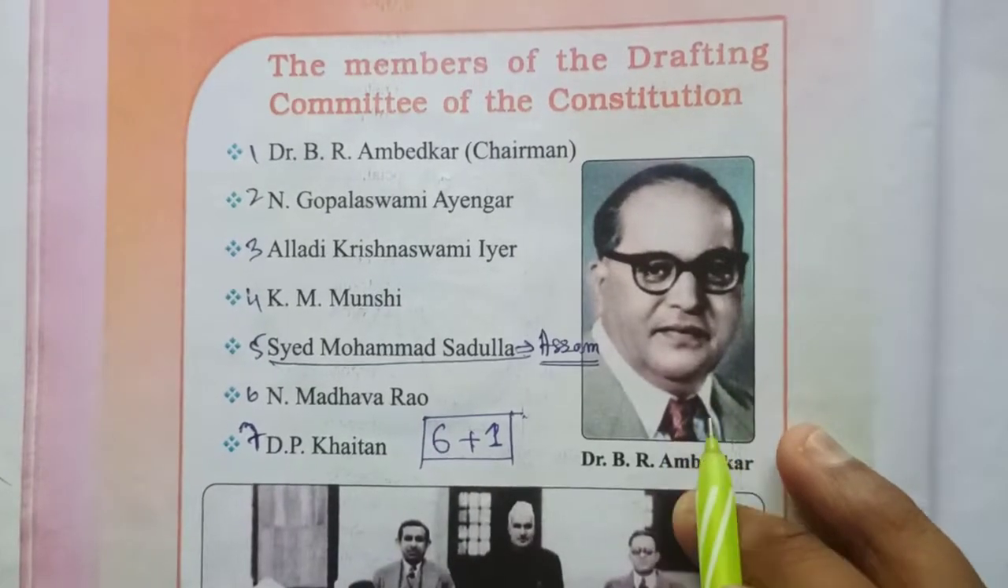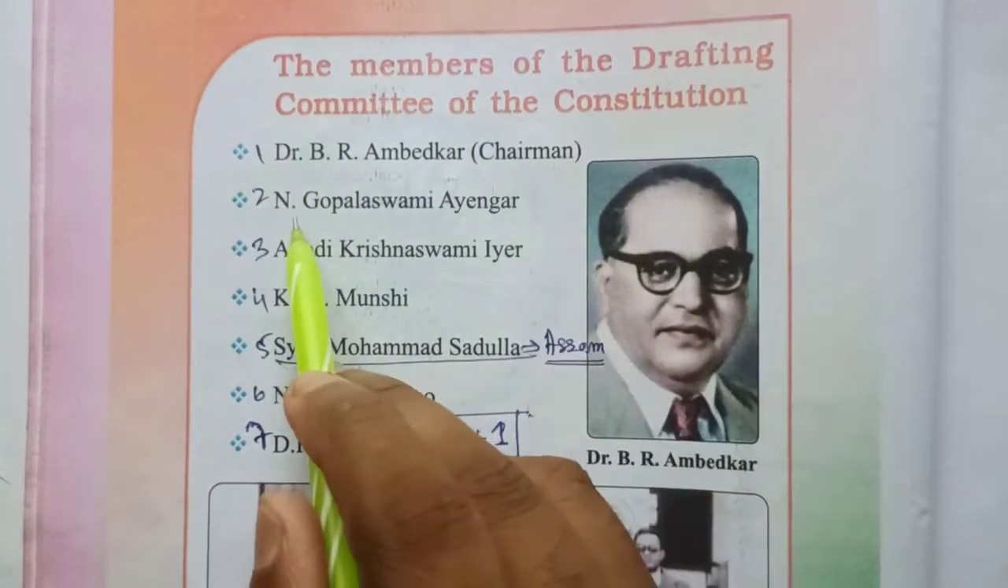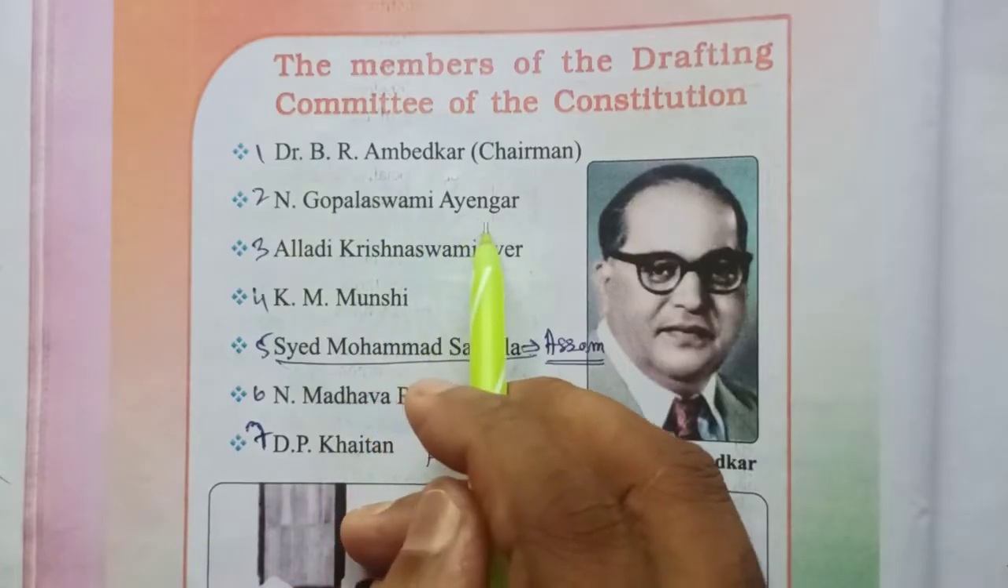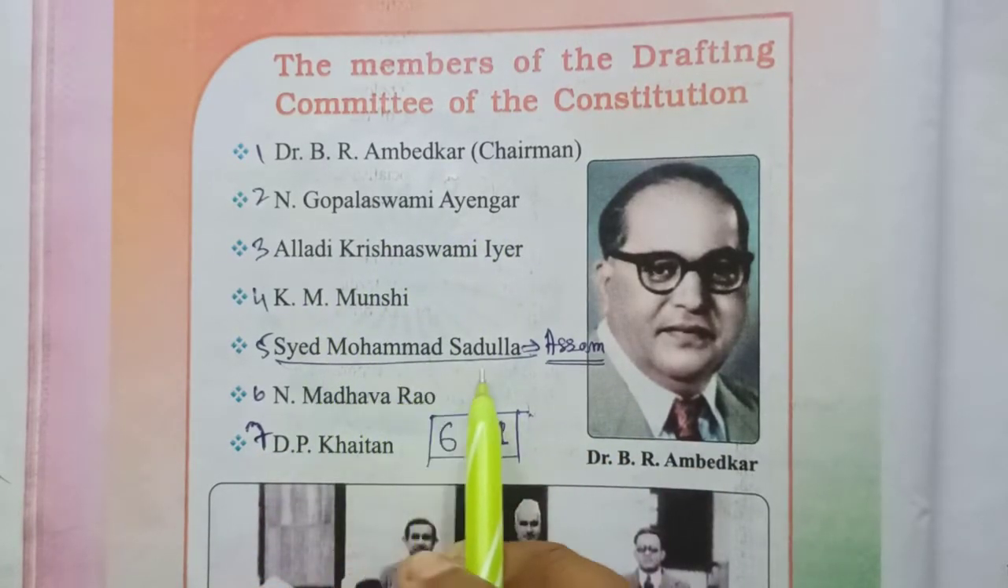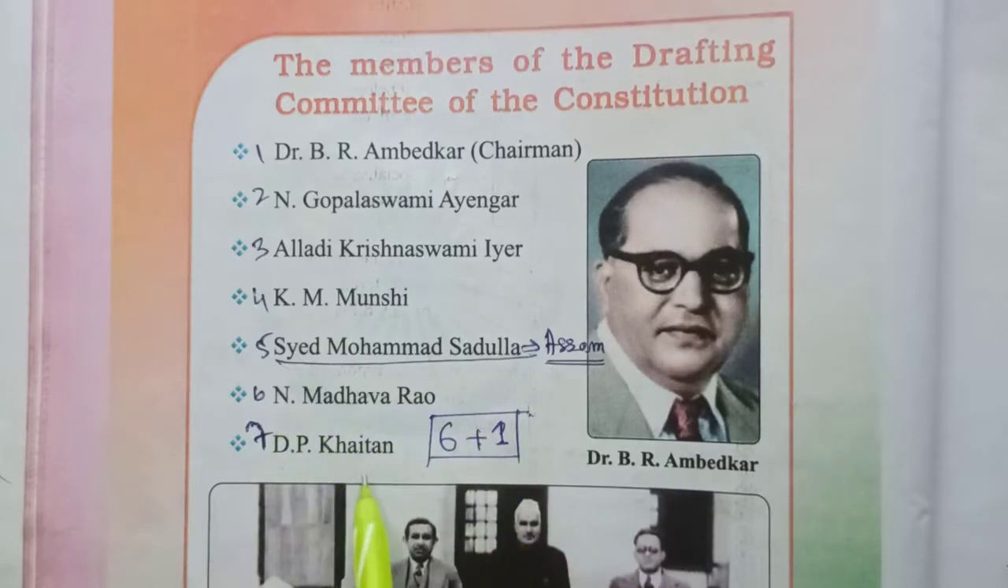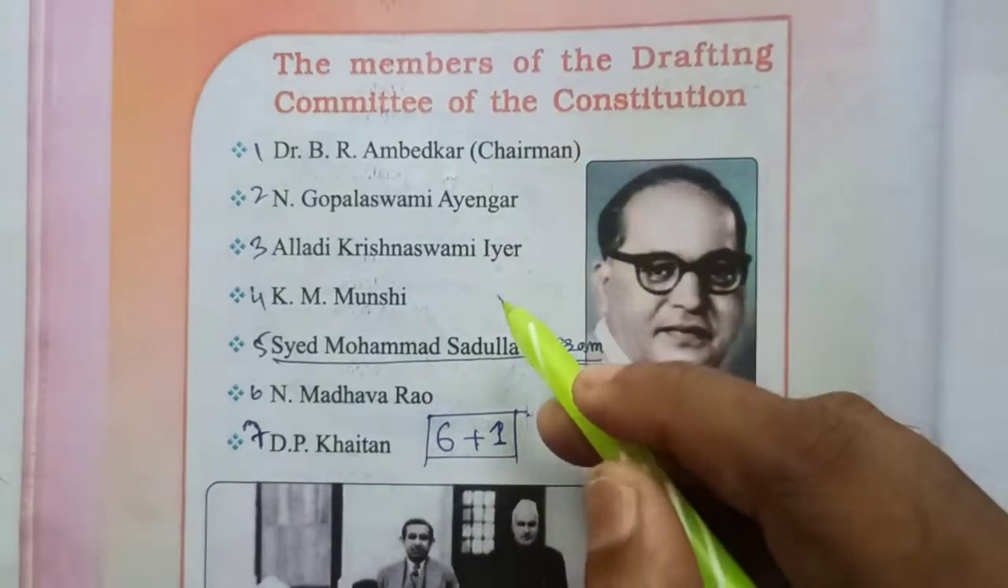See, these are the members of the drafting committee. Number 1, Dr. B.R. Ambedkar, he is the chairman, and then N. Gopalaswamy Iyengar, Alladi Krishnaswamy Iyer, K.M. Munshi, Syed Muhammad Saadulla, N. Madhava Rau, D.P. Khaitan. There are 7 members, chairman plus 6 members.